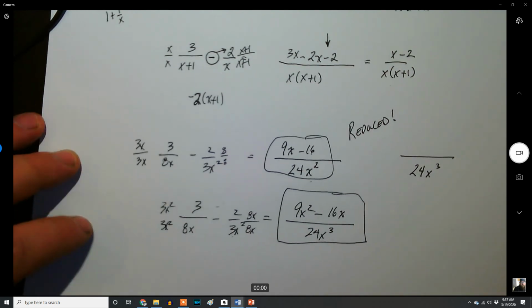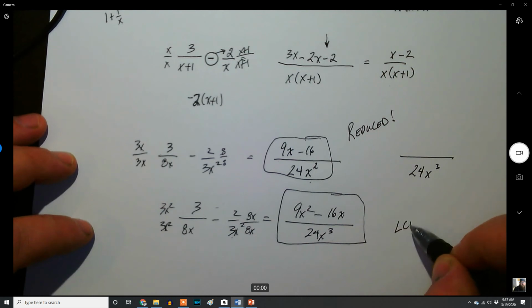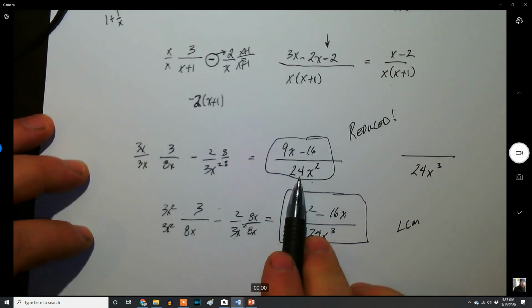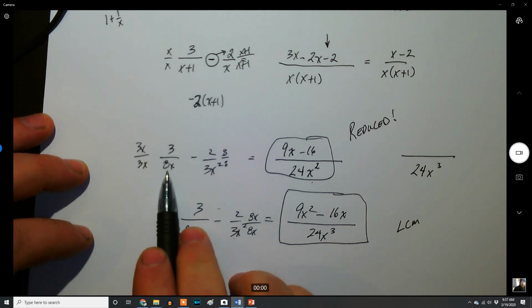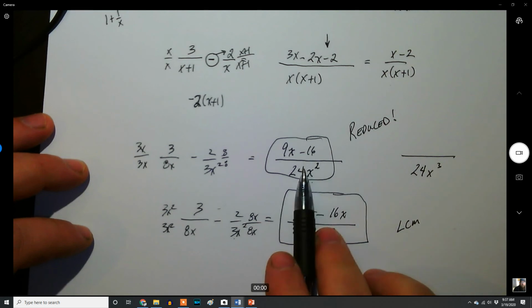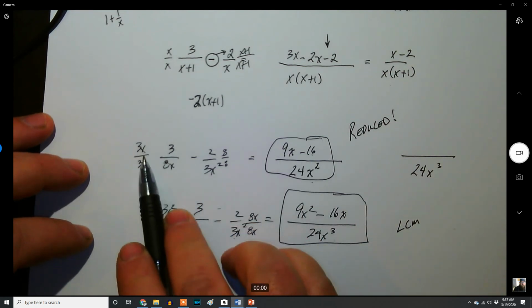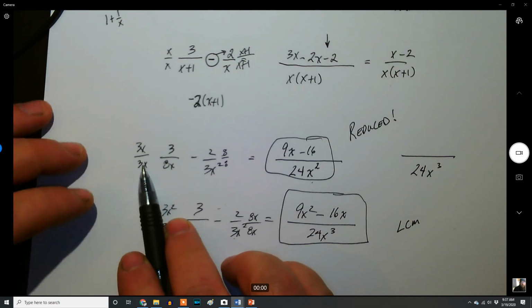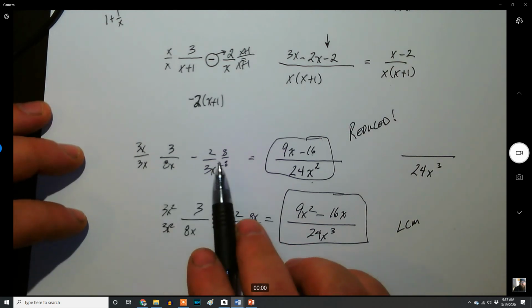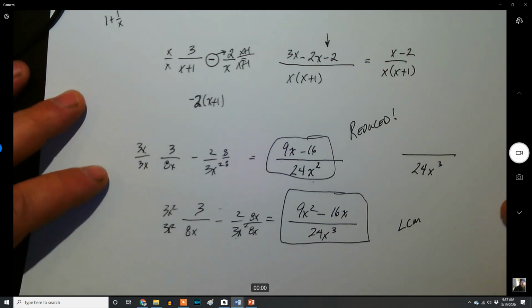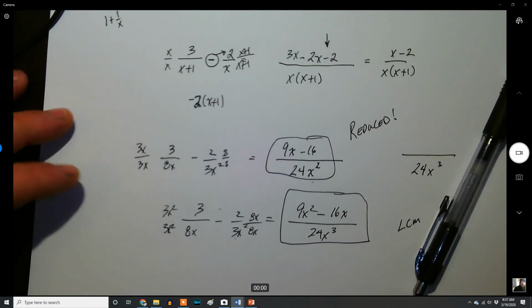So anyway, what you're looking for is the lowest common multiple of the denominators. Like 24x squared is the lowest common multiple of 8x and 3x squared. And then you get a common denominator. Multiply the numerator and denominator by the same thing, because it's really over 1, just like you did with regular fractions from back in 5th grade. And then you just combine like terms in the numerator, and you're done. Anyway, I hope that was helpful.